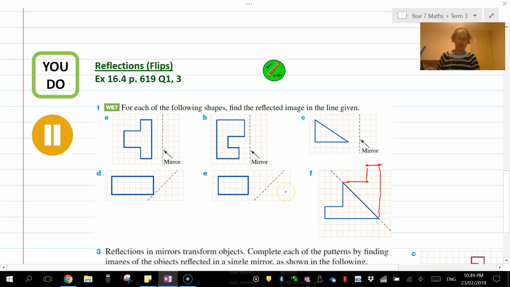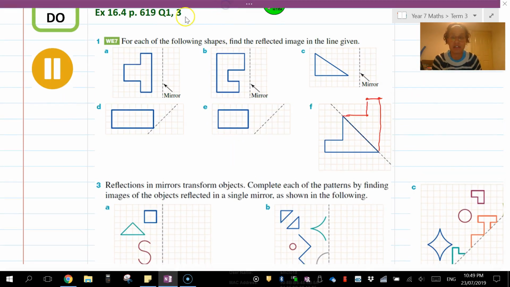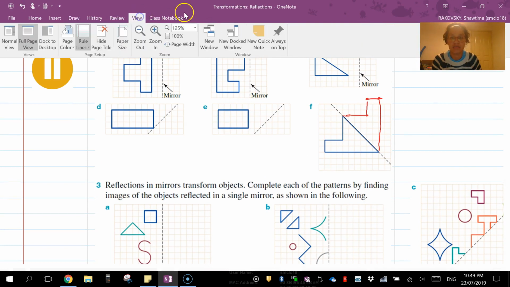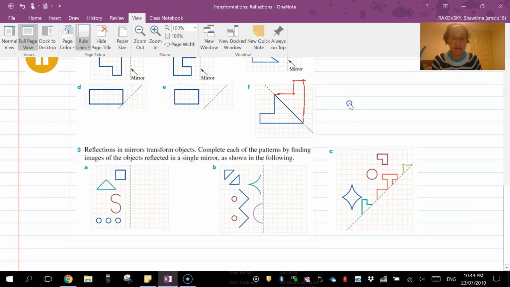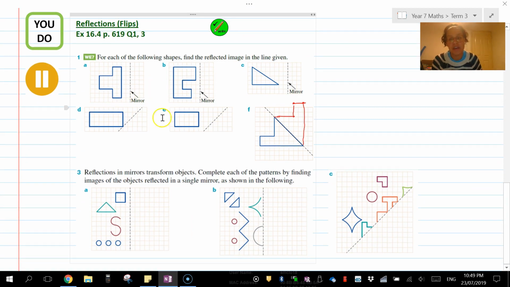Think of it as if you're standing in front of a mirror and you did this with your hand, how far would that hand be on the other side when you have your axis of reflection? So that's what you are looking at there. I'm just going to zoom back out. Okay, so those 5 to do, and then you've got these 3 to complete.